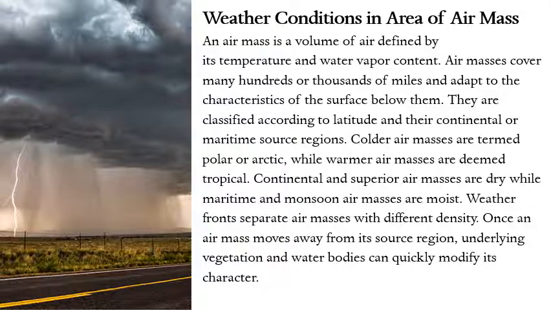So isa-isahin natin. Specifically, what are the weather conditions in an area of an air mass? An air mass is a volume of air defined by its temperature and water vapor content. Of course, if it is maritime, it has high humidity or high water vapor content. If it is a continental air mass, it has low water vapor content.